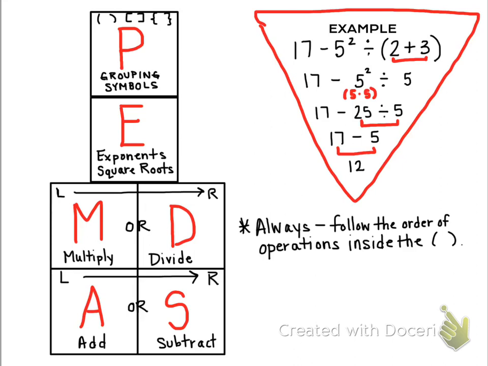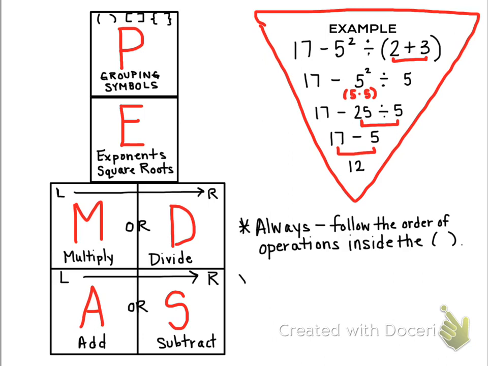What I mean by that is if you have parentheses and within the parentheses there is an addition and a multiplication, you need to make sure that you do the multiplication before the addition. You have to follow the same steps. It's almost like it's a brand new problem inside the parentheses.